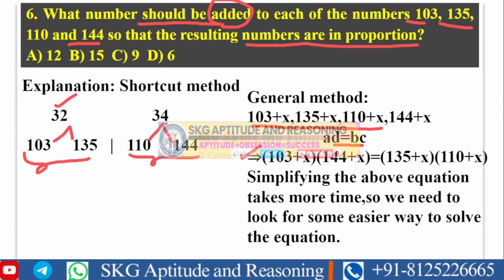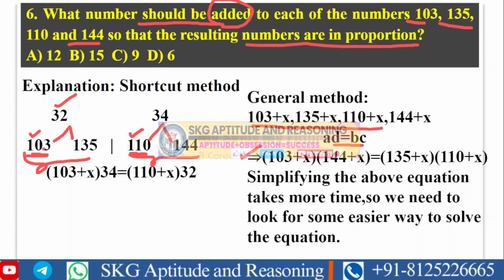In order to go with this method, we need to take the first number in the first ratio and the first number in the second ratio. What do we need to take? The first number in the first ratio and the first number in the second ratio. The first number in the first ratio is 103 and the first number in the second ratio is 110.